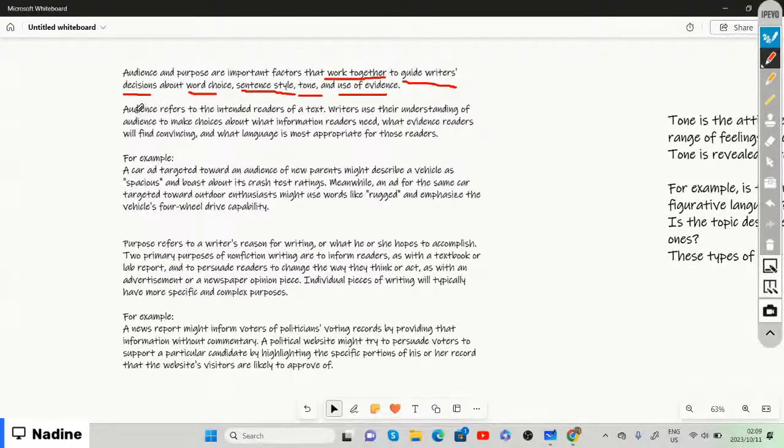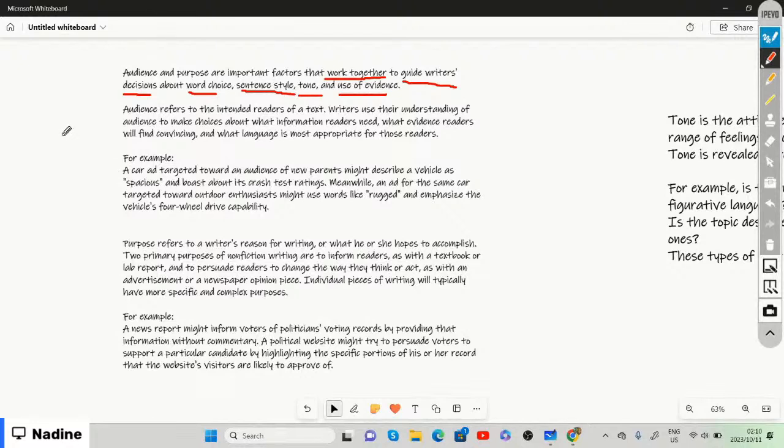So we see that the audience refers to the intended readers of a text, and writers use the understanding of the audience to make choices about what information readers will need, what evidence the readers will find convincing, and what language is most appropriate for those readers. So the language, should it be formal, semi-formal? Sometimes should it be slang? They also need to know if the language should be less formal, like a street type of language. So depending on the piece of writing, the language needs to be appropriate according to that.